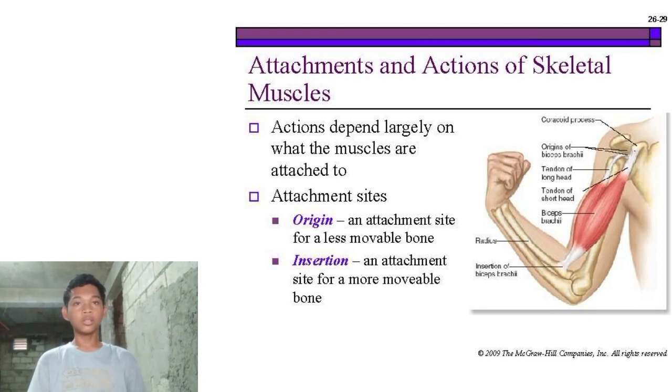Origin is relatively the less mobile end of the muscle that is attached to a bone. Insertion is the more flexible end of the muscle that is usually attached to a bone via tendons.